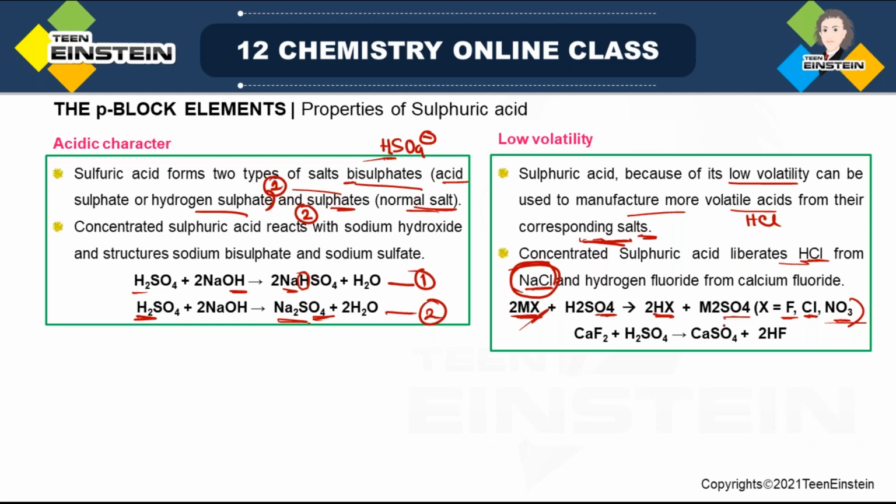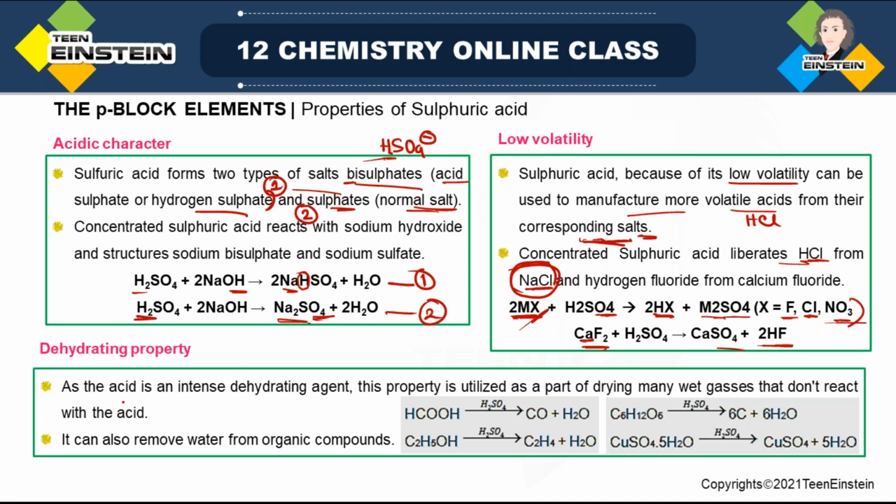And what is the fate of H2SO4? Now this metal, whether it is sodium, potassium, whatever it is, is now present with sulfur. Another example is CaF2. Here we have taken group 2 metals, so the formula is different. CaF2, it is not MX. MX is possible only when it is NaCl or KCl like this. And it is producing the more volatile acid, more volatile compared to H2SO4. And the fate of H2SO4 is now calcium sulfate. So in this reaction, we can see that the low volatility property is utilized.